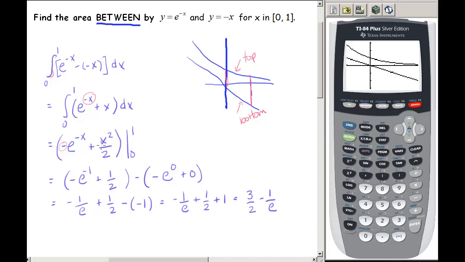And here we have x squared over 2 from 0 to 1. The other little sticking point is oftentimes when we plug in 0, we end up with 0. But if you notice here, we have negative e to the 0, and e to the 0 equals 1. So that thing just equals 1. So you have to watch out for that.